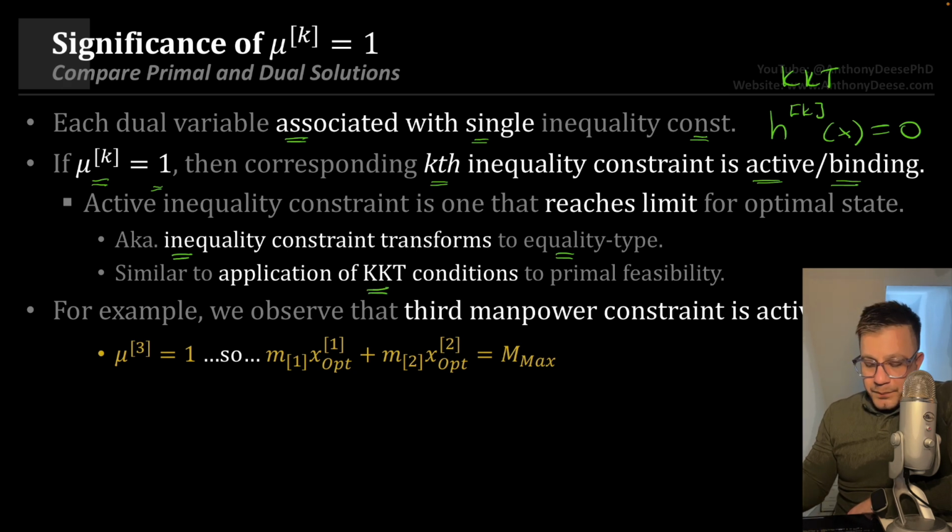So, for example, we saw in the solution yielded by the previous slide that mu3 is equal to 1. The third constraint is the manpower. And so m1 x1 plus m2 x2 should be equal to the maximum value.